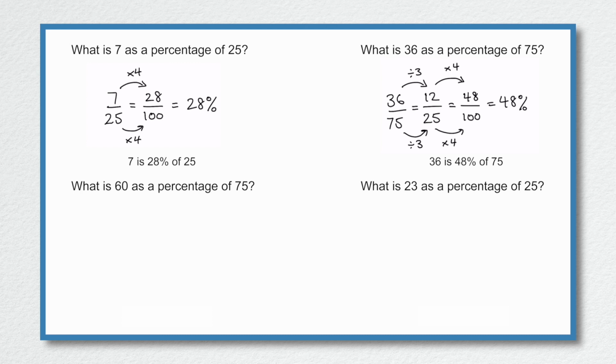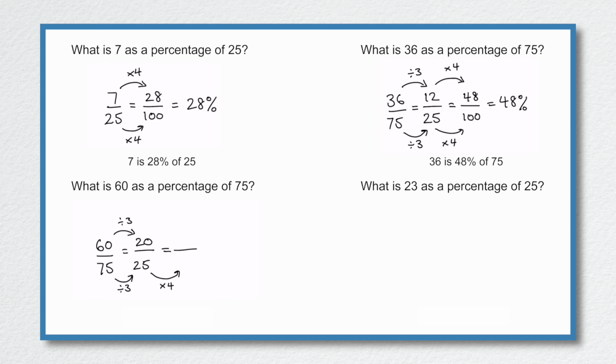What is 60 as a percentage of 75? Again, let's write this as a fraction. So we have 60 over 75, and we want to write this as something over 100. So what I would be doing is, if I divide 75 by 3, I get 25. I therefore have to divide the numerator by 3, which is 20. So I now have an equivalent fraction of 20 over 25.